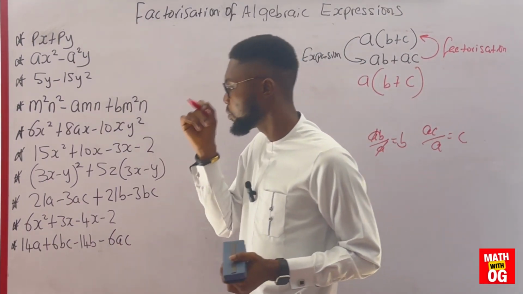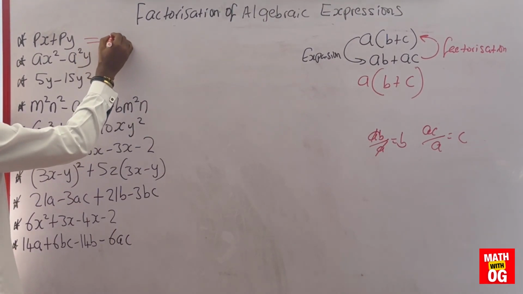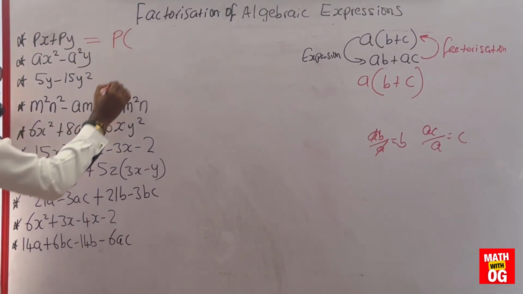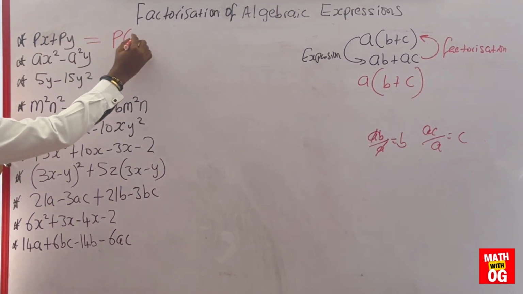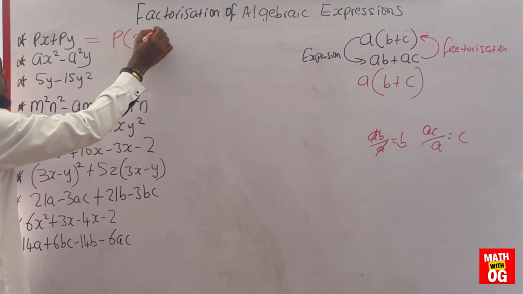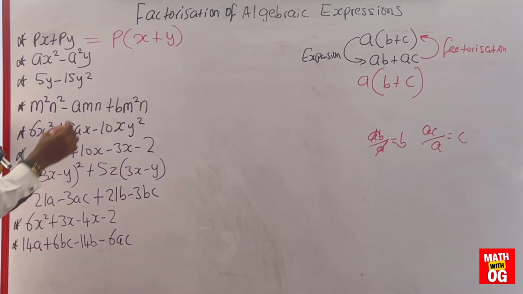Now let's start with px plus py. You will agree with me that the HCF of px and py is simply p. So if I bring that out, p will go into px x times, and p will go into py y times. So that's basically our answer.